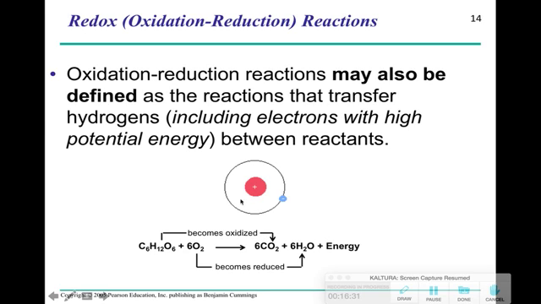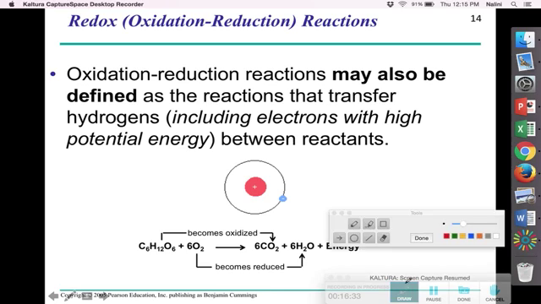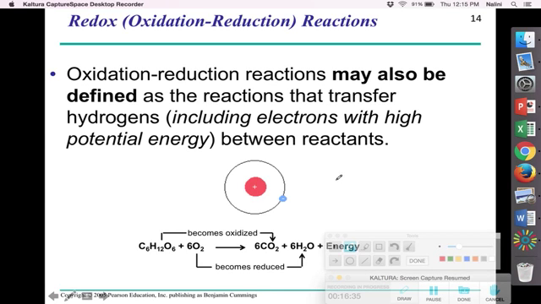So you can change that LEO says GER into something like this. Just replace electron with H. Loss of hydrogen atom is oxidation and gain of hydrogen atom is reduction. This could be one of your test questions.